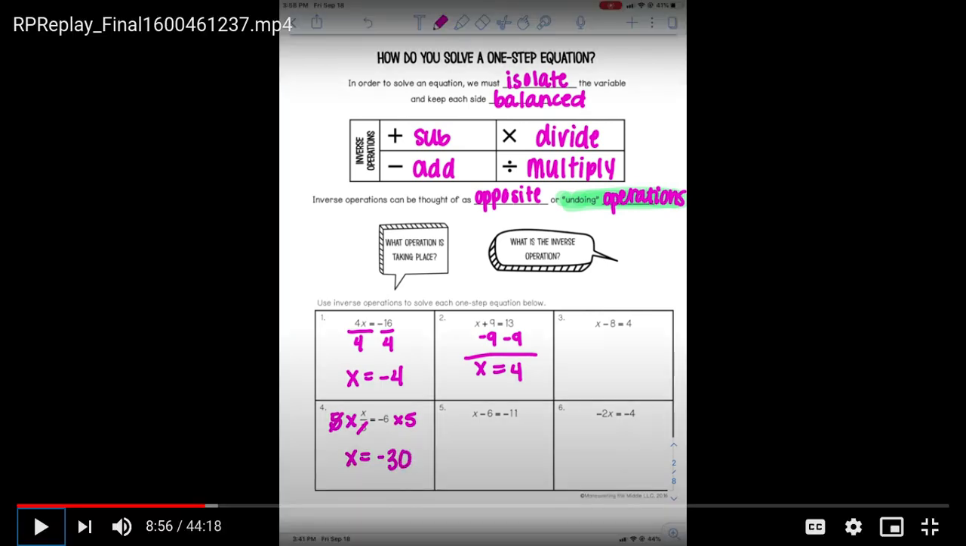So now I want you to pause the video, and I want you to do the next 3 on your own. So now that you've paused the video, I'm going to let this play and work through the last 3 so you can check your work.